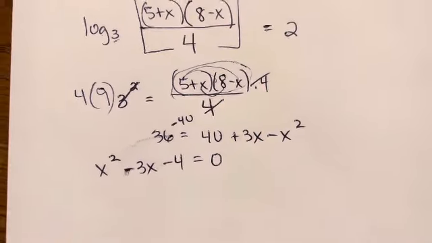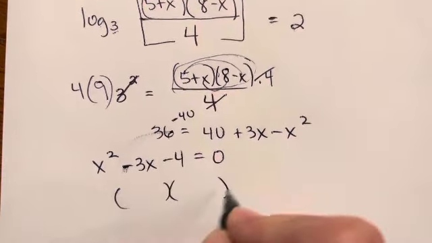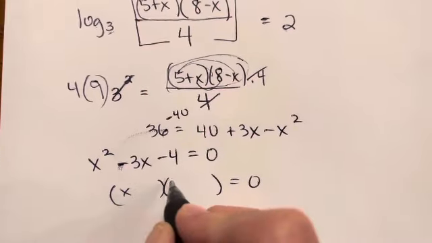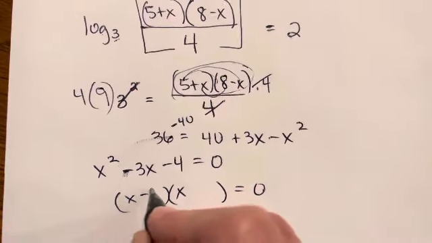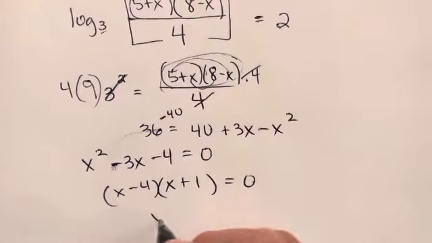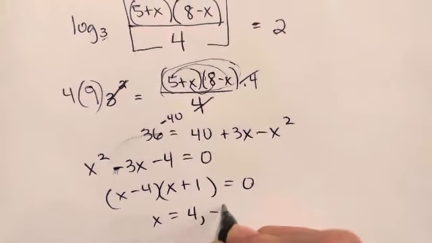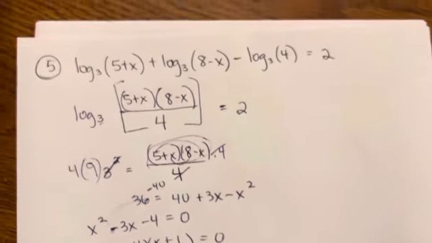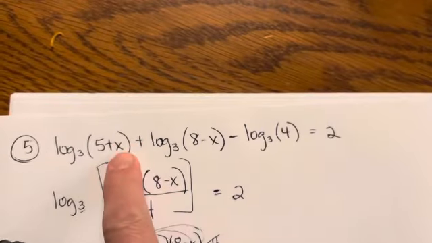Oh my goodness, this looks just like the other one. Factor him out. Factor, factor. If you hate factoring, use the quadratic formula. But it looks like I still have x equals 4 and negative 1. Now, go back to your original problem. Let's check 4. 4 is fine.